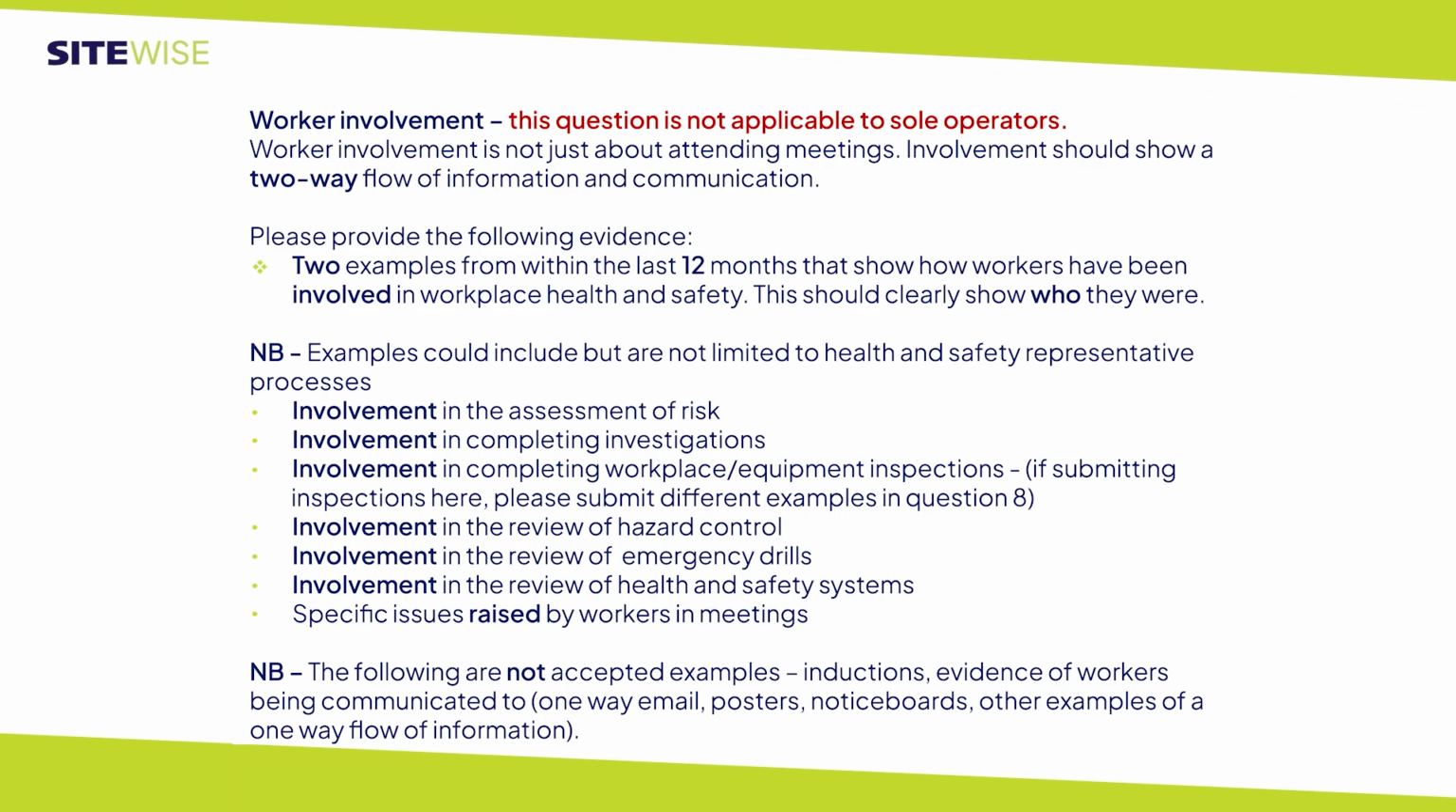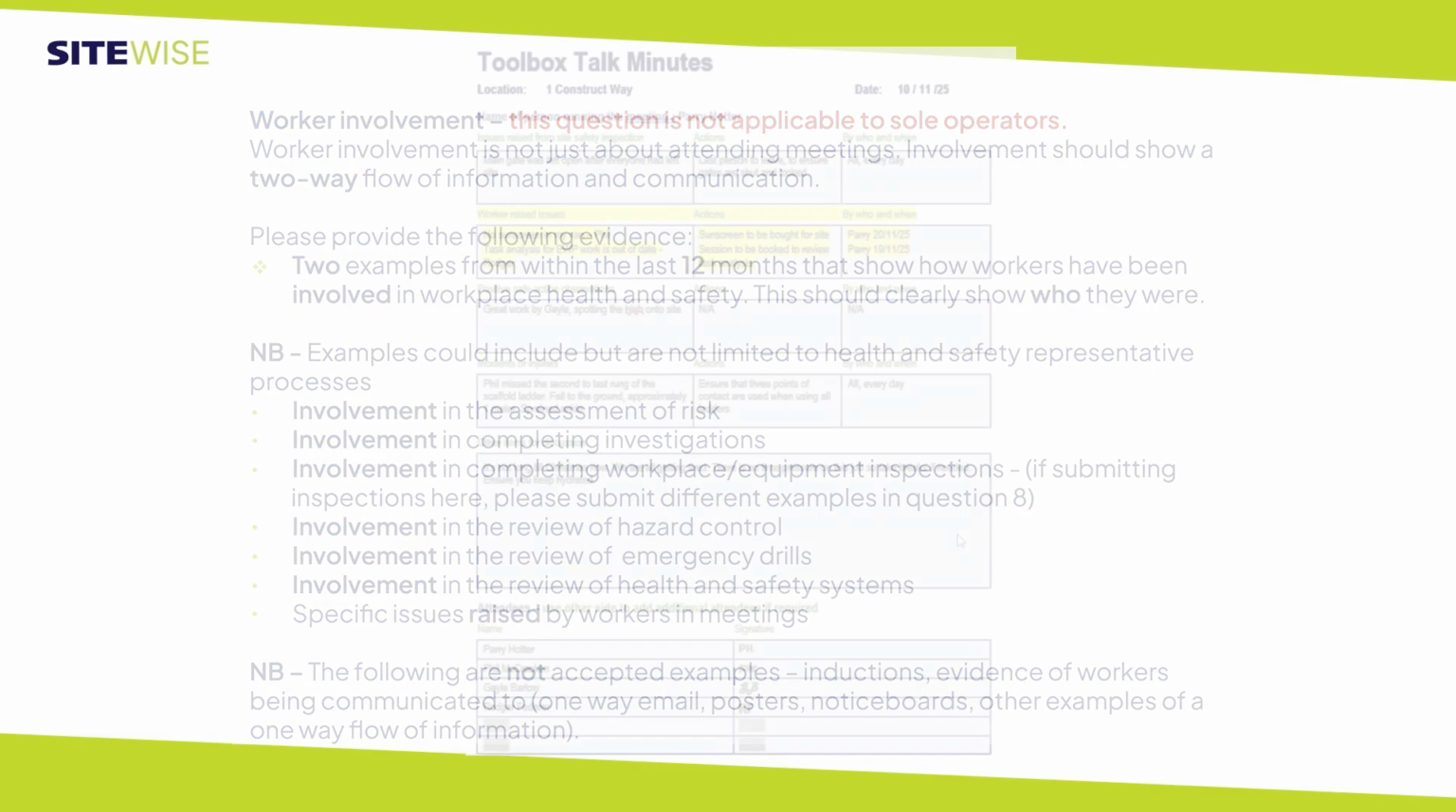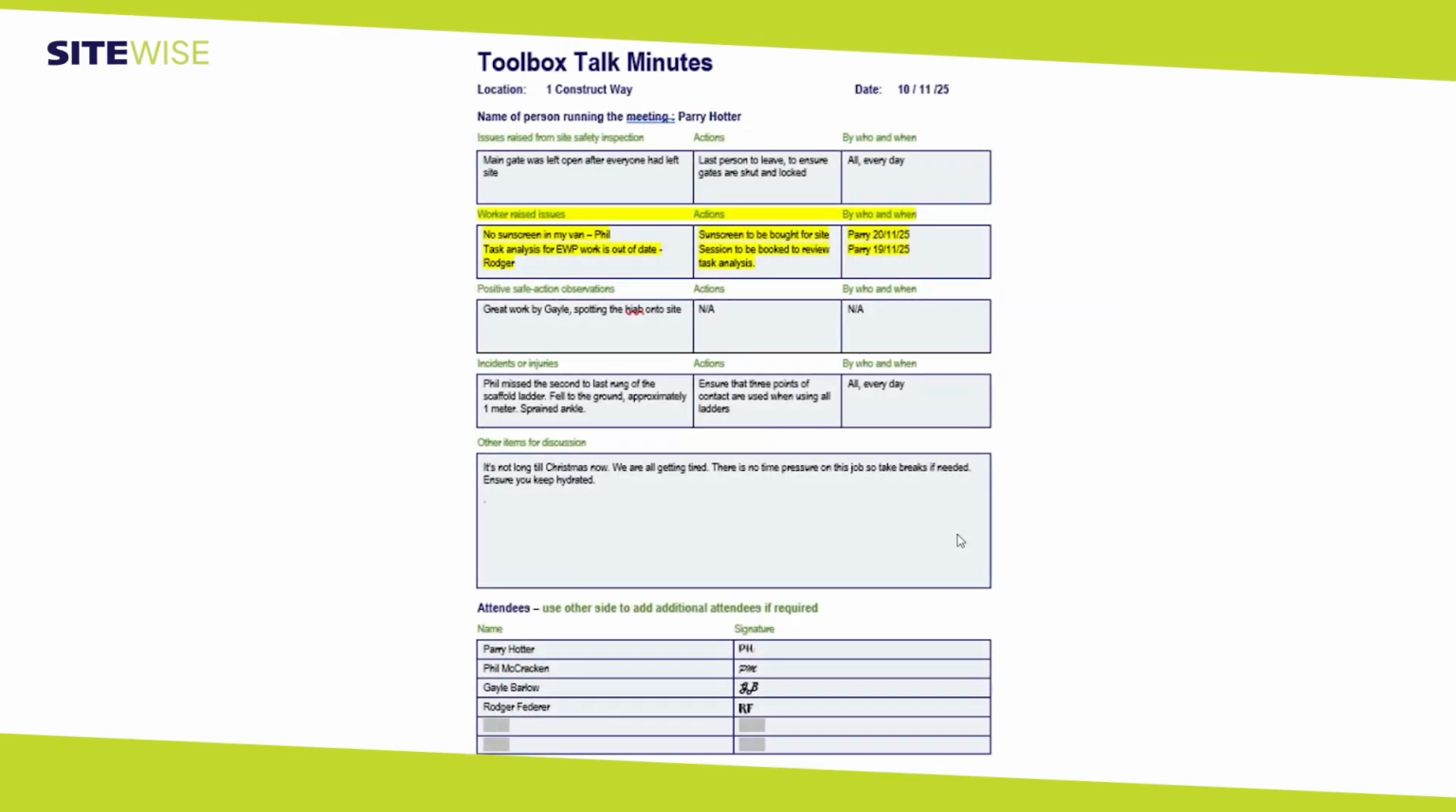emails, posters, notice boards, or other examples of one-way flow of information. Following are a couple of examples that show how you can evidence worker involvement.